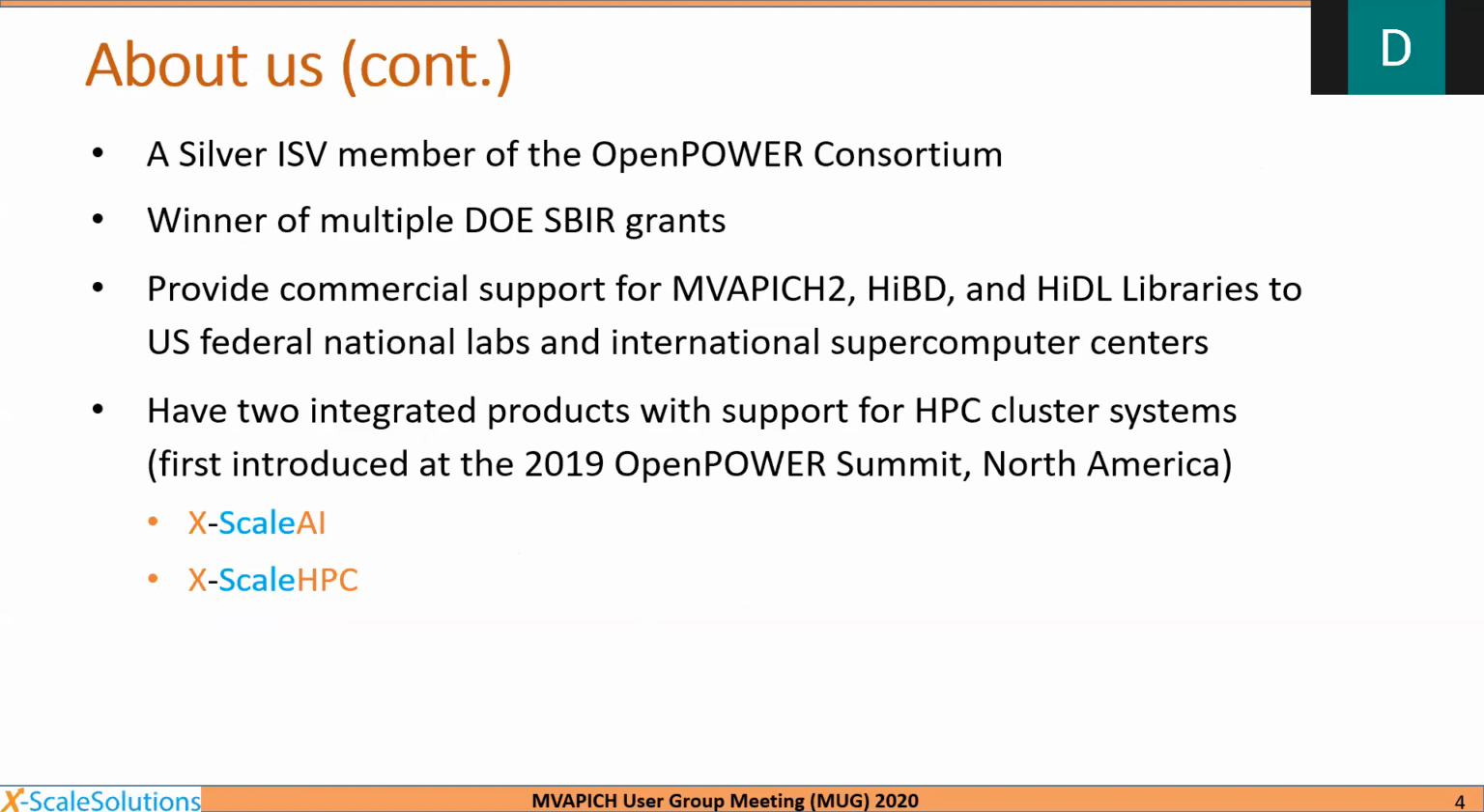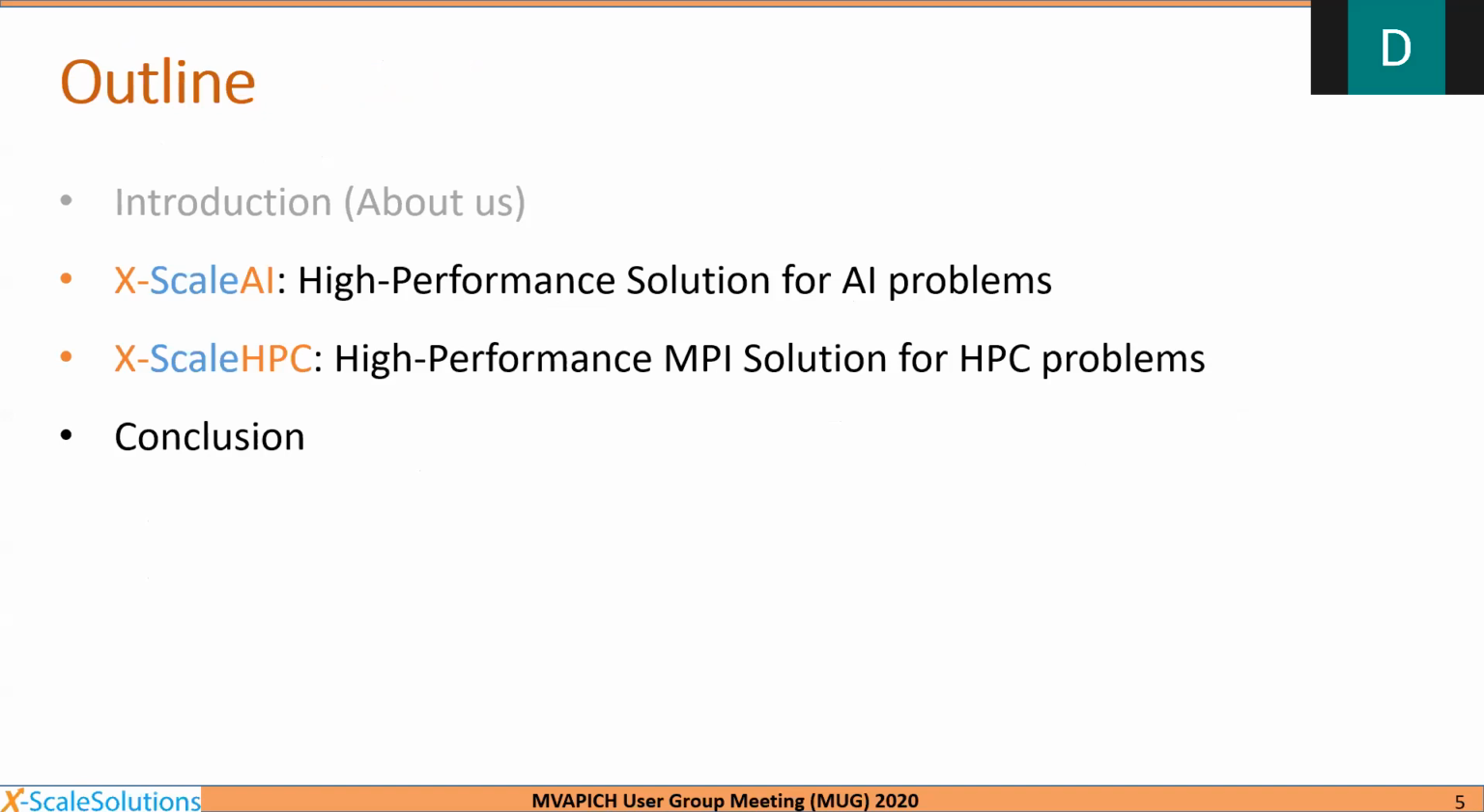We are a silver independent software vendor member of the OpenPower Consortium, and we're a winner of multiple DOE SBIR grants. We provide commercial support for MVAPICH2 and the HiBD and HiDL libraries to US federal national labs as well as international supercomputer centers. We right now have two highly integrated products to support HPC cluster systems, which were first introduced at last year's OpenPower Summit. As I mentioned before, those are the two products, and today I'm focused on the two products themselves.